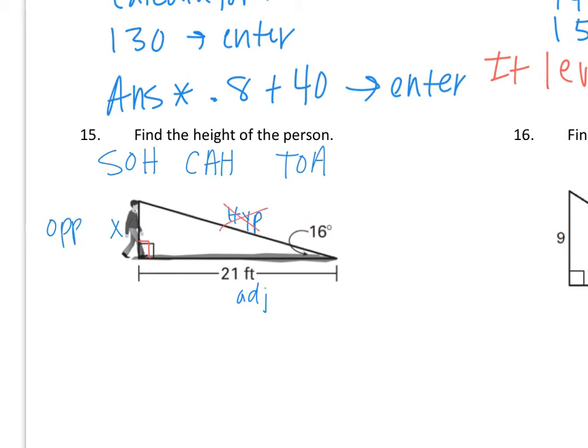Well, I don't need the hypotenuse at all. It doesn't have any numbers on it. I'm not trying to find it. It's not helpful to me. So now I have opposite and adjacent. So looking at the SOHCAHTOA, we see O and A together with tan. So we are going to do tan of the angle 16 equals the opposite over the adjacent.